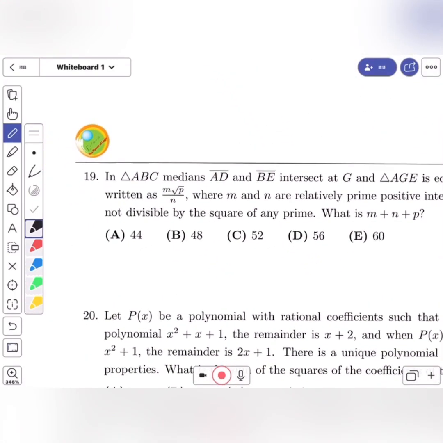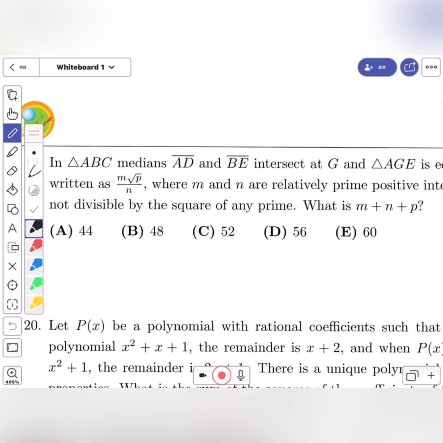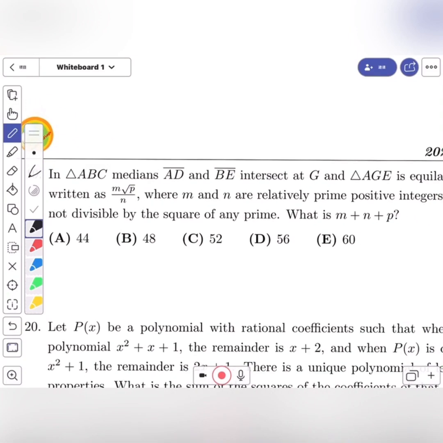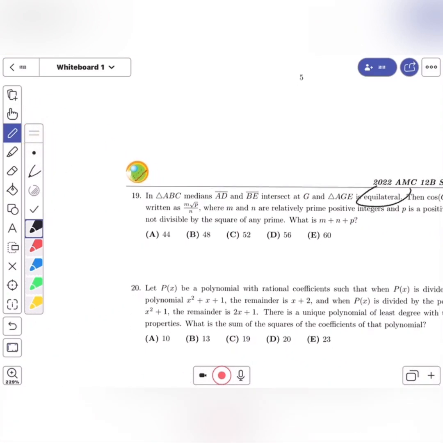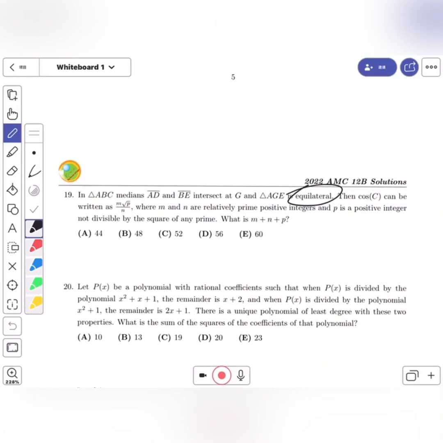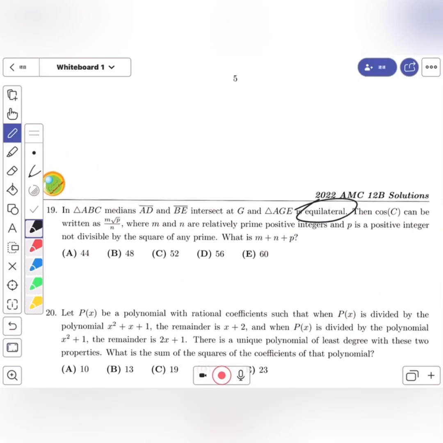Problem 19: in triangle ABC, medians AD and BE intersect at G, and triangle AGE is equilateral. The cosine value of C can be written as m times square root of p over n, where m and n are relatively prime positive integers and p is a positive integer not divisible by the square of any prime. What is the value of m plus n plus p?